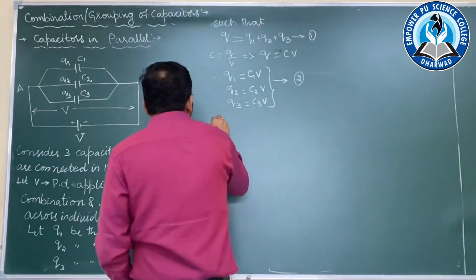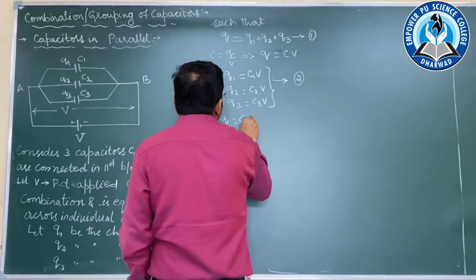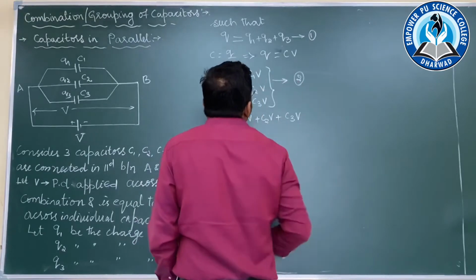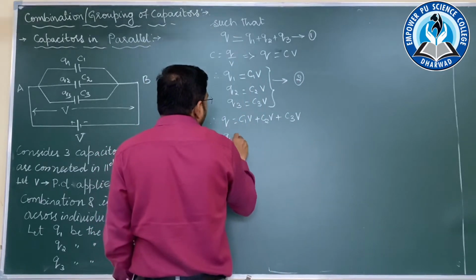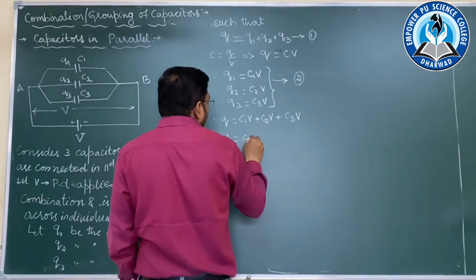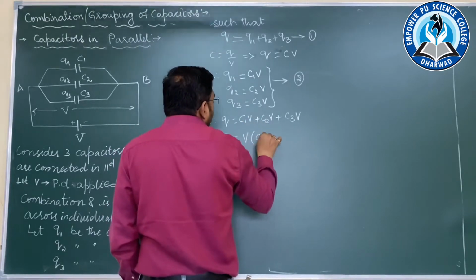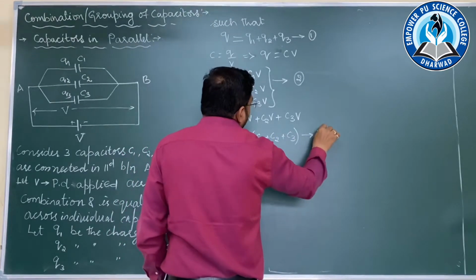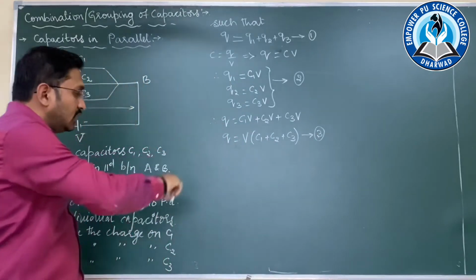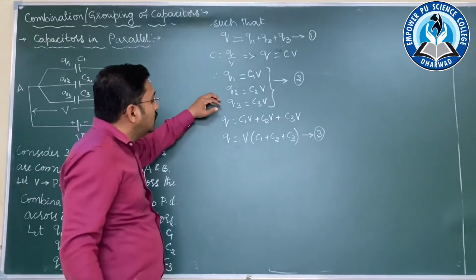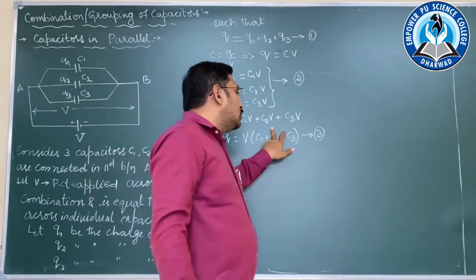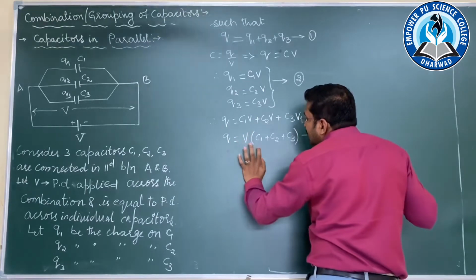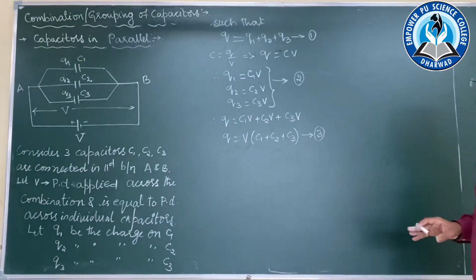Therefore Q is equal to C1V plus C2V plus C3V. Now you can take a common V: Q is equal to V into C1 plus C2 plus C3. You can call this equation 3.